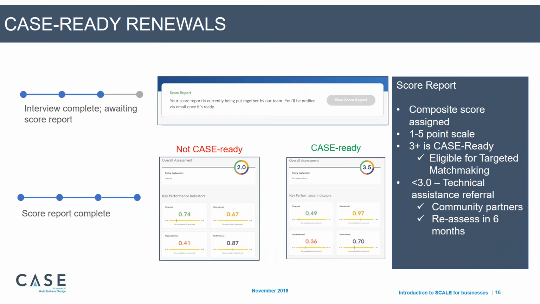Once we complete the financials and have the interview, you will be on standby in the system until we assign a composite score. The composite score is based on a 1 to 5 point scale. Anything 3 and above is considered case ready, at which point you're eligible for targeted matchmaking. If you fall below the 3.0, we would recommend you to technical assistance referrals with our community partners, such as small business development centers across the city. And you will have the opportunity to be reassessed in 6 months.